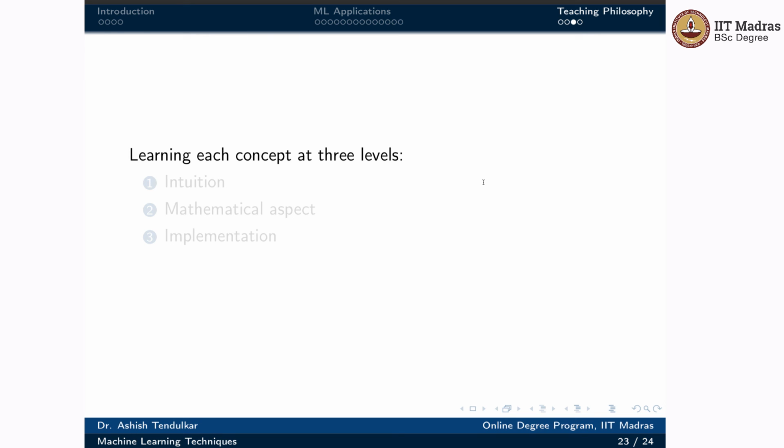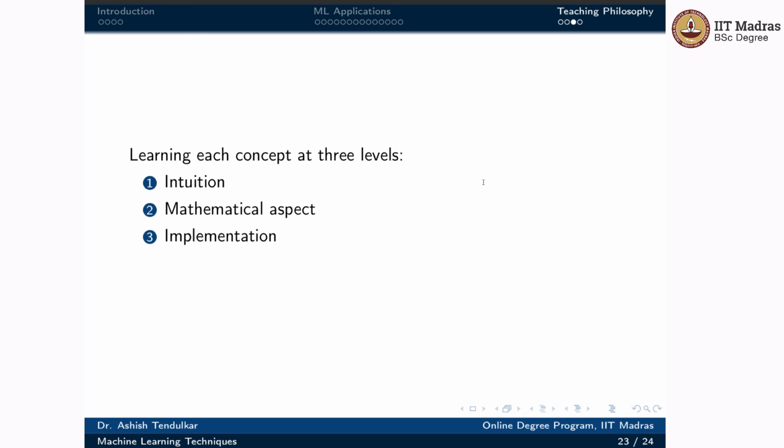Each concept in this course will be presented at 3 levels. Intuitive explanation of the concept without any mathematical formula is the first level. Second, we present mathematical aspects including formulas and derivations. And finally, we provide implementation in Python using basic libraries like NumPy. This three-way approach is expected to provide a well-rounded introduction of concepts to the students.